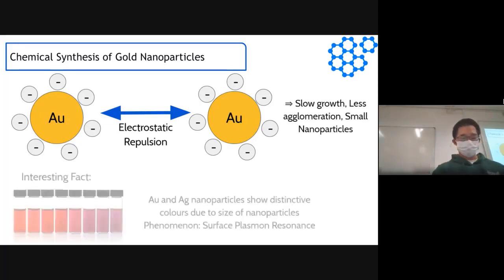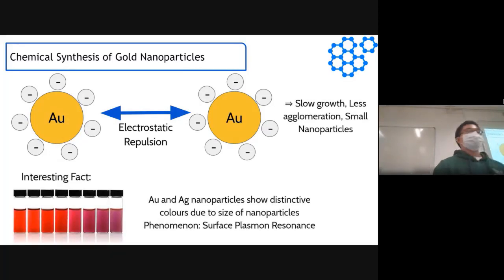So an interesting fact is that in the nanoscale, there are a lot of different properties. For example, the color of solutions are different. So gold and silver nanoparticles show distinctive colors that are not gold in the nanoscale, and this is due to surface plasmon resonance, which I will not be covering today.